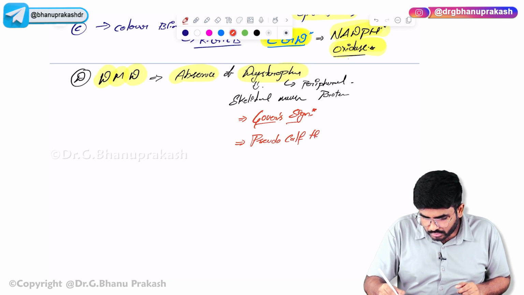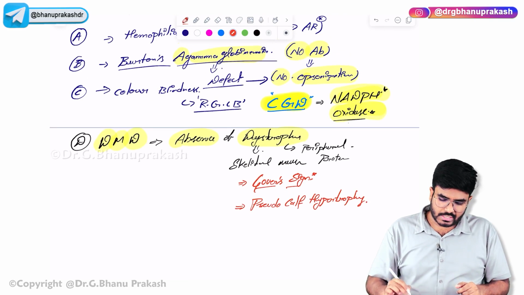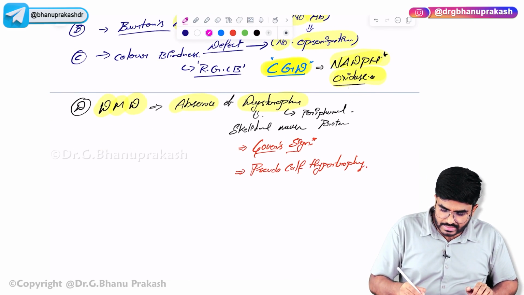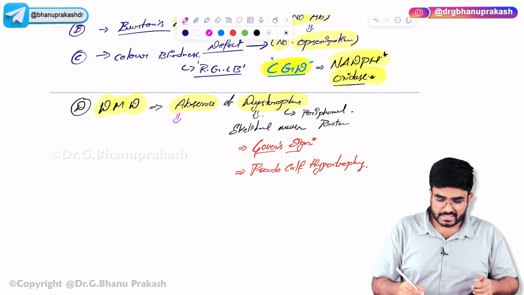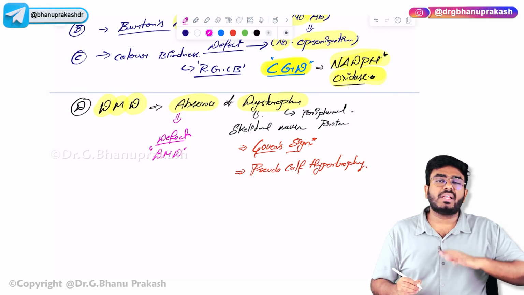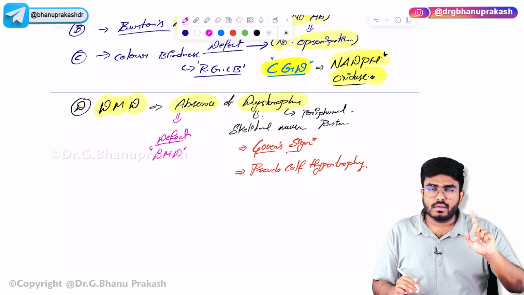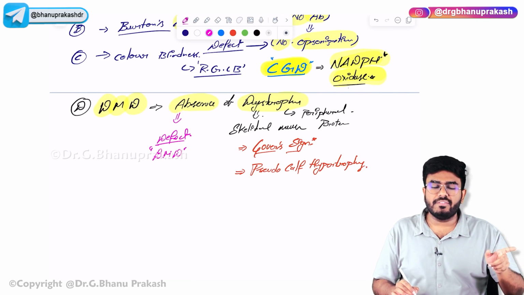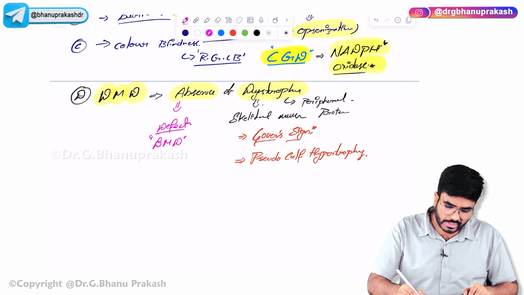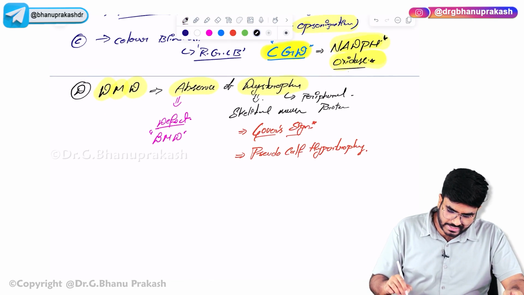Pseudo calf hypertrophy is going to be seen. So Duchenne's muscular dystrophy is complete absence of dystrophin. If there is deficiency or defect, it's going to cause a disease called Becker's muscular dystrophy. So complete absence is Duchenne's muscular dystrophy, deficiency is Becker's muscular dystrophy. Okay, it's done. So A, B, C, D completed.